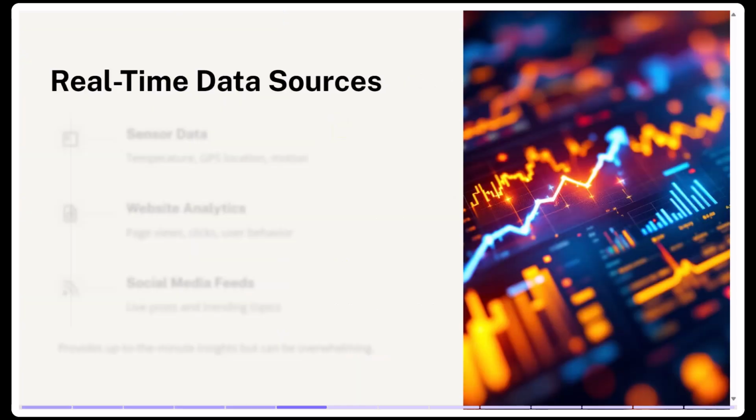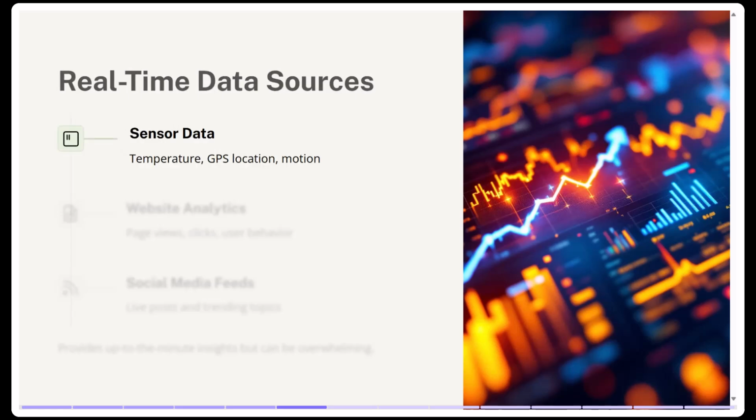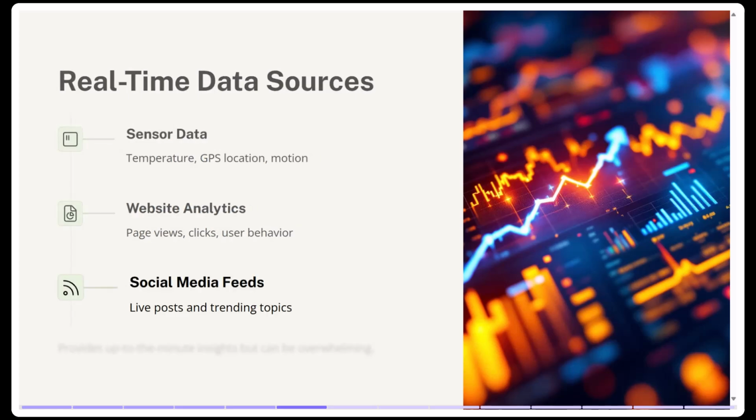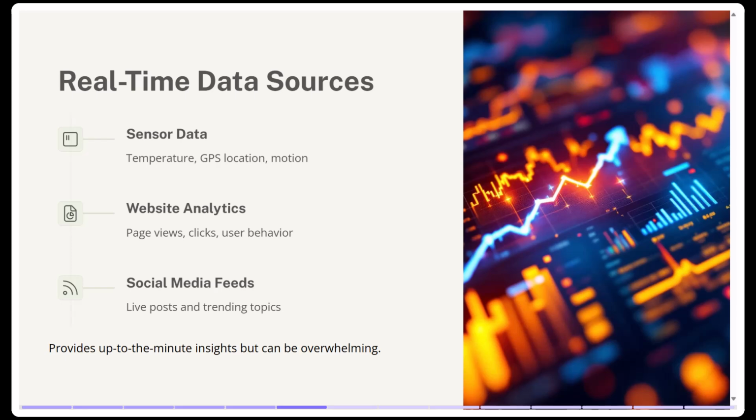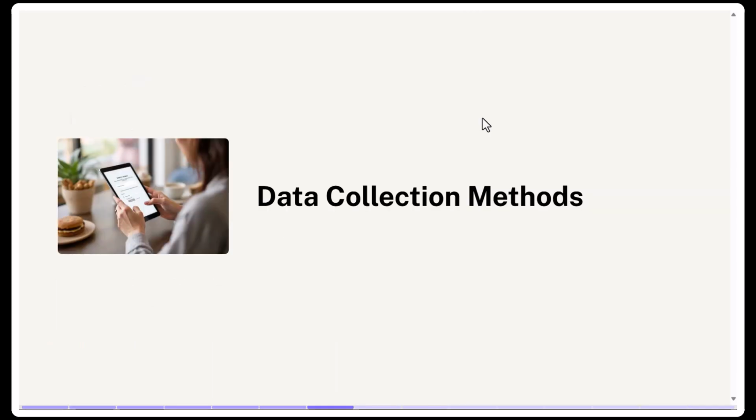Three, we have the real-time data sources, and these include data that is collected as events happen and is often used for monitoring and decision-making. Some of the examples may include sensor data, website analytics, and social media feeds. This kind of data provides up-to-the-minute insights and is useful for dynamic decision-making. However, on the other hand, it can be overwhelming due to high volume and may also require robust tools for processing. Once you've identified your data sources, you need to decide how to collect the data.